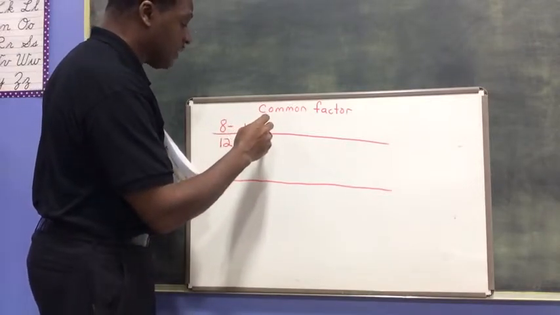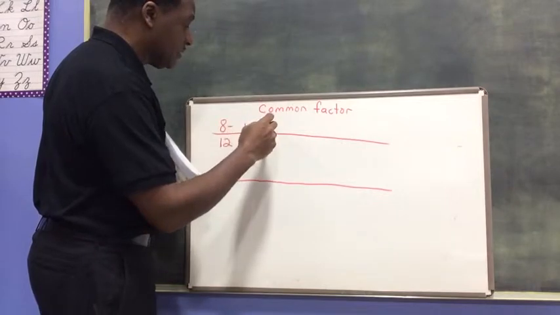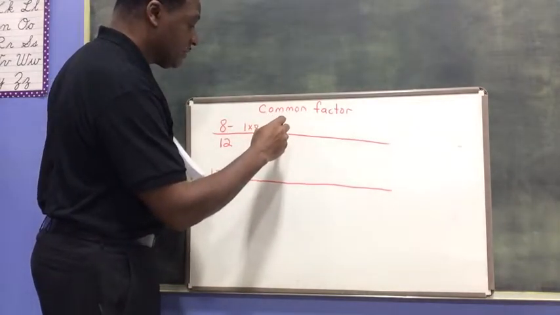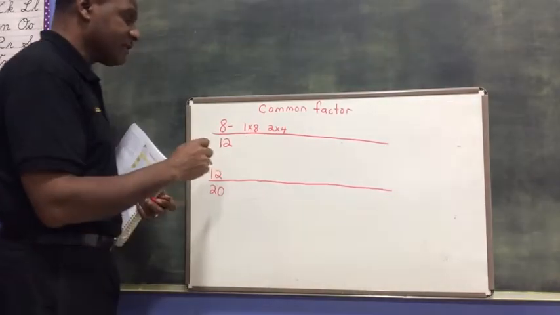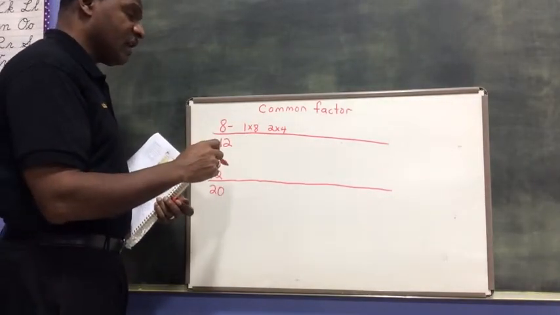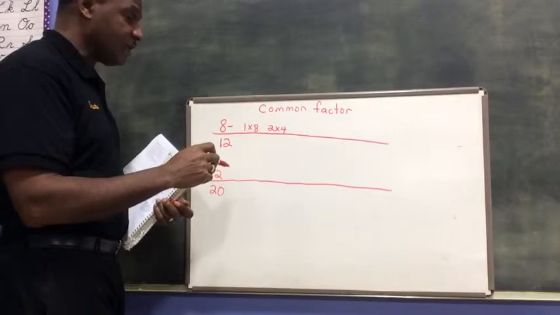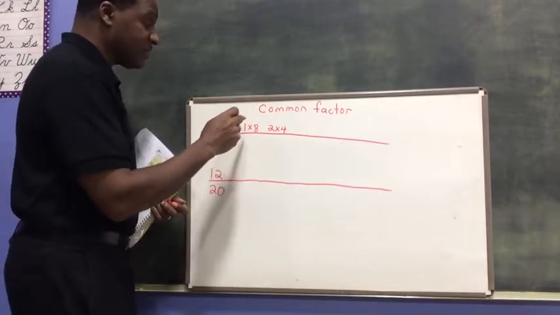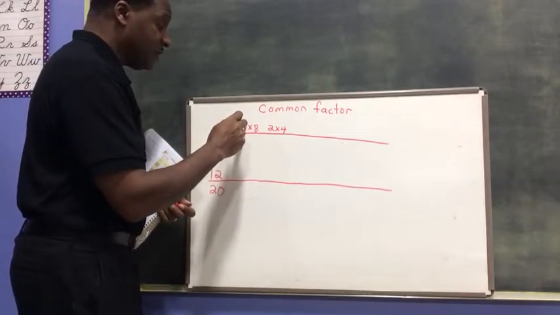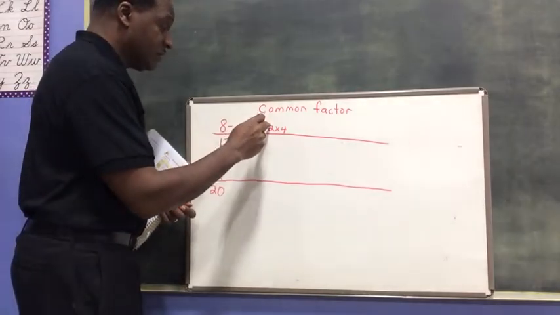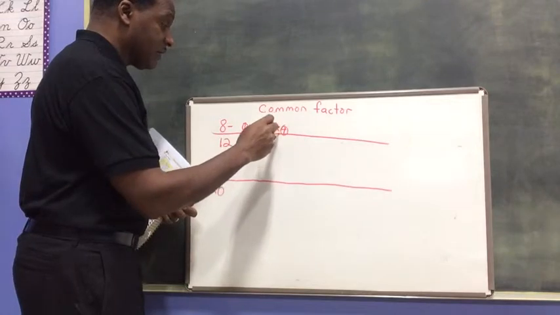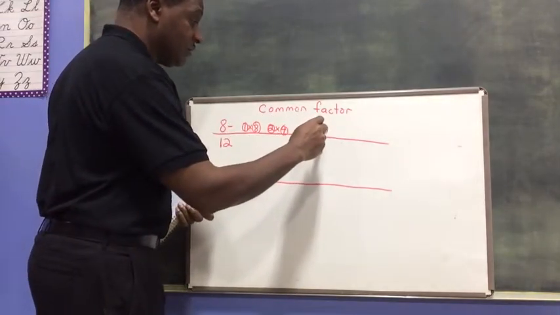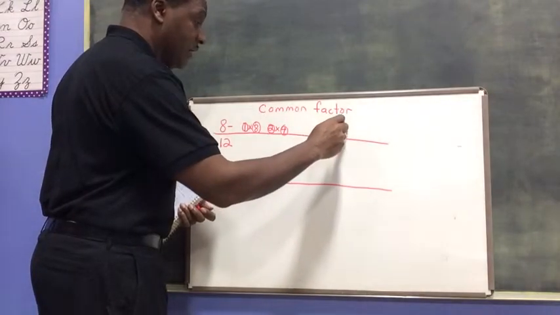What other numbers multiplied together would equal 8? 2 times 4 equals 8. Are there any other factors of that? I don't think so. No, there aren't. So we can say that the factors of 8 are 1, 2, 4, and 8. Can you see that? 1, 2, 4, and 8.